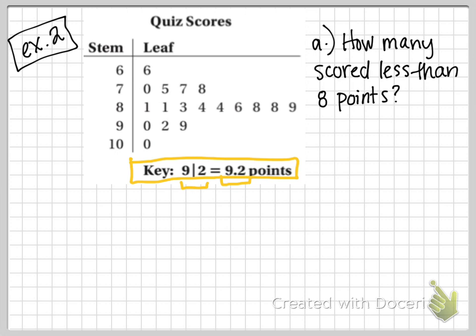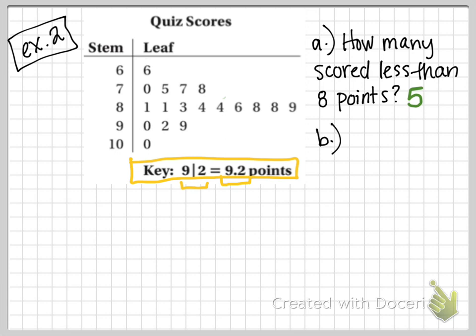Kennedy, what do you think? 5. How did you find that? By counting all the numbers beside the 76. Very good. So we had one student score 6.6, 7.0, 7.5, 7.7, 7.8. So a total of 5 scored less than 8 points. And we can use our stem and leaf plot to see that. Good.